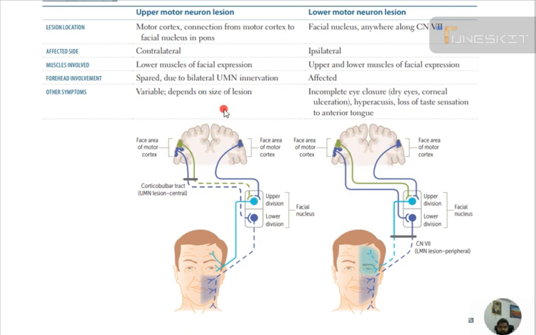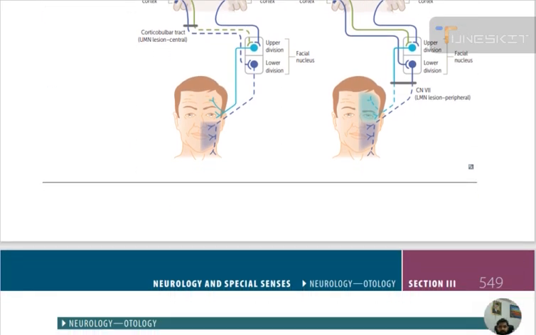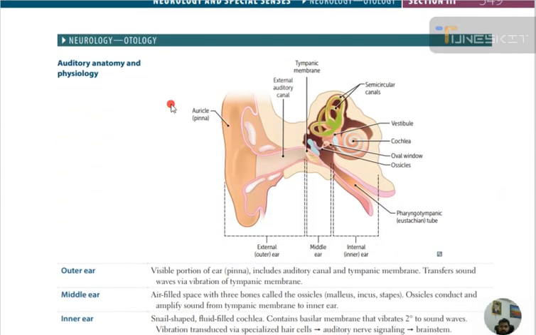So the next one is neurology of the ear, otology, auditory anatomy and physiology. You can see here the external ear up to the tympanic membrane. From the tympanic membrane up to the most medial bone of the ear is the middle ear, and from here we have the inner ear, in which we have the vestibule, cochlea, semicircular canals, etc.